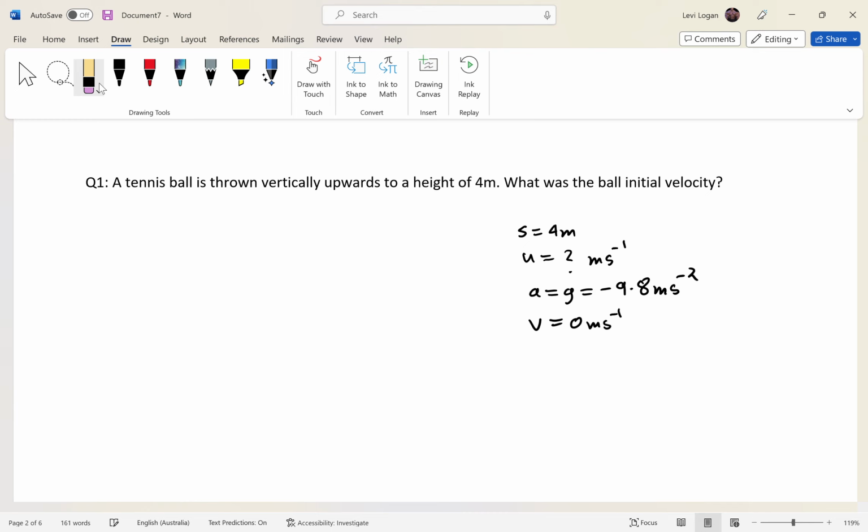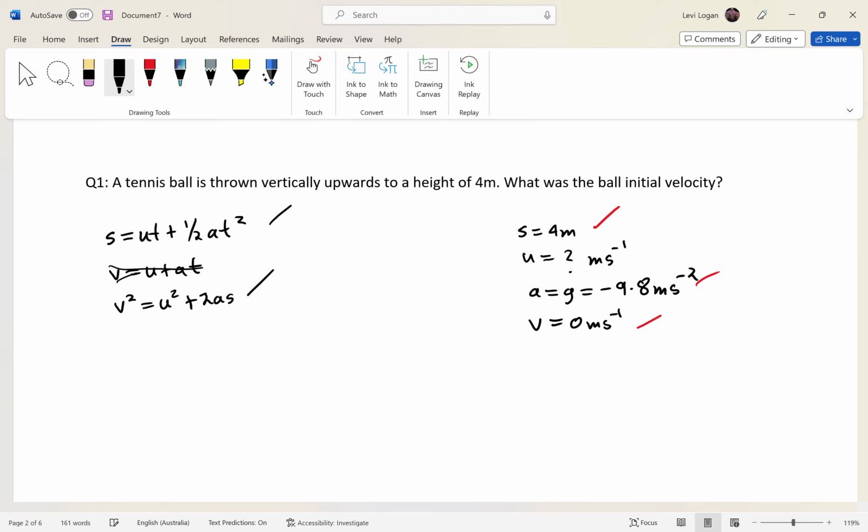Knowing that fact, we have pretty much all the information we need to find the initial velocity of the ball. For an equation of motion, if you have three things, you can find the other two. So let's write our equations. s equals ut plus a half at squared. v equals u plus at. And v squared equals u squared plus 2as. I've got my s, so I can use this equation or that equation. So I don't need this equation, so I'm just going to rub it out.